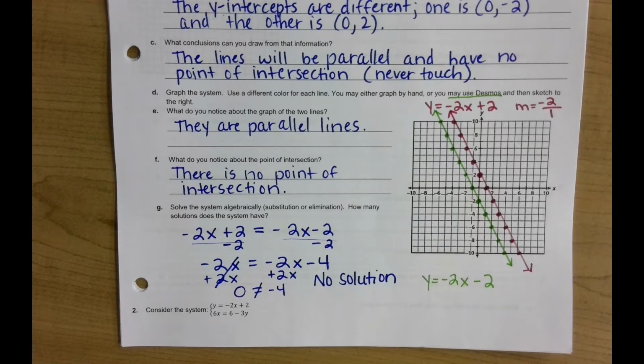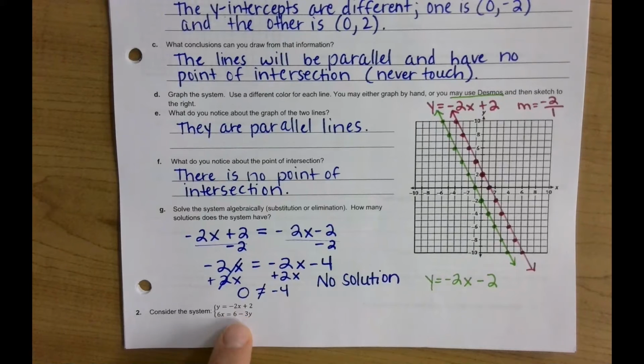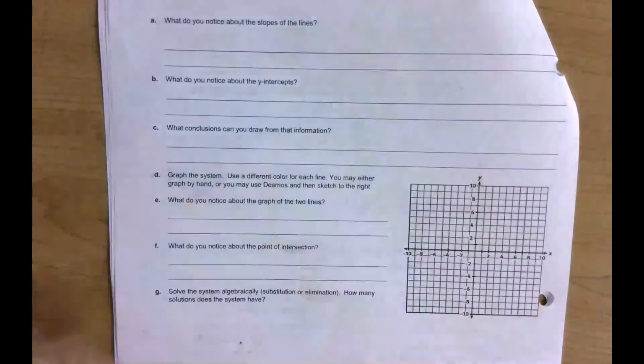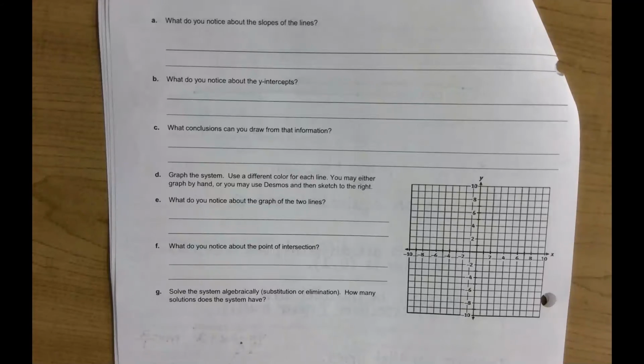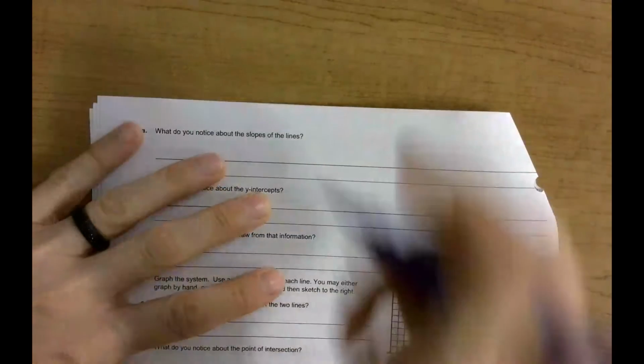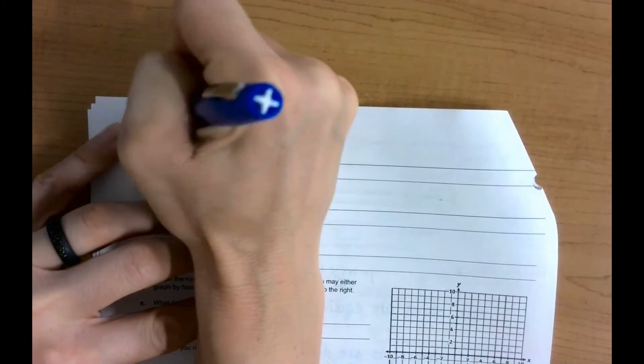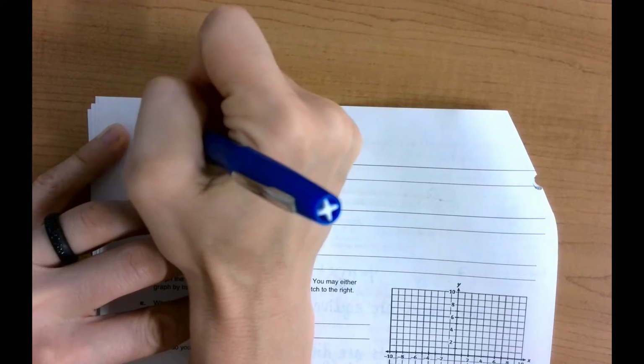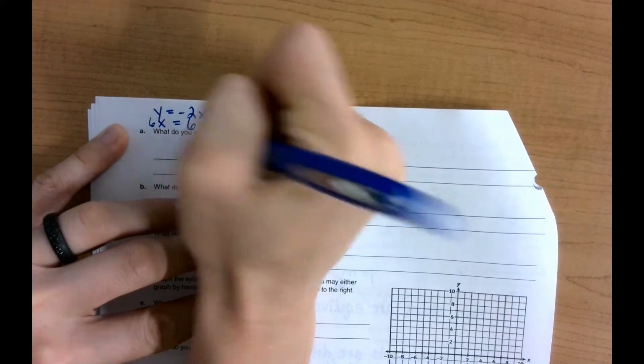All right, consider the next system. y equals negative 2x plus 2 and 6x equals 6 minus 3y. Somehow that accidentally got on this page. It should be on the next page with the graph. So I'm going to rewrite it on the next page so that we can reference it. So it's y equals negative 2x plus 2 and 6x equals 6 minus 3y. Go ahead and rewrite it so you have it on this page.